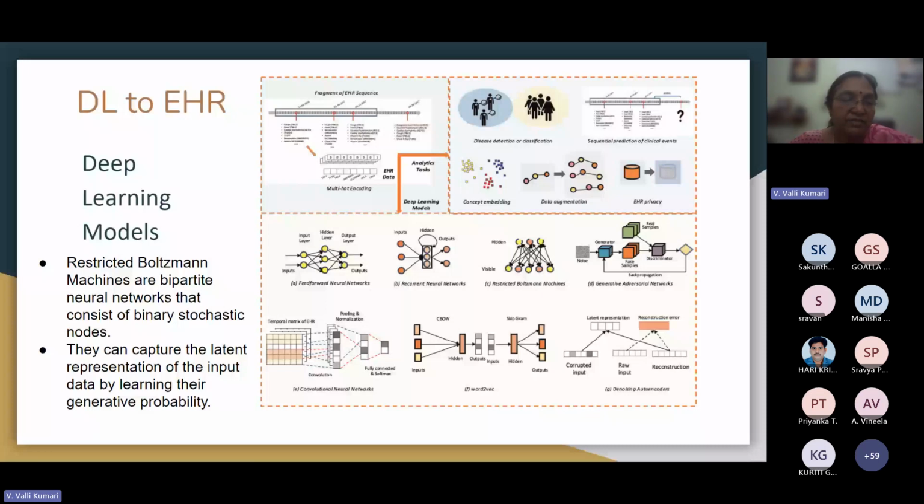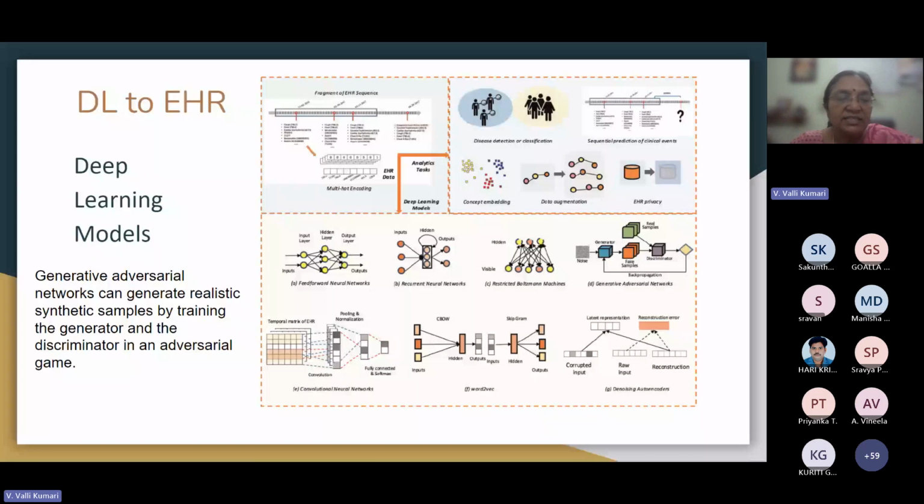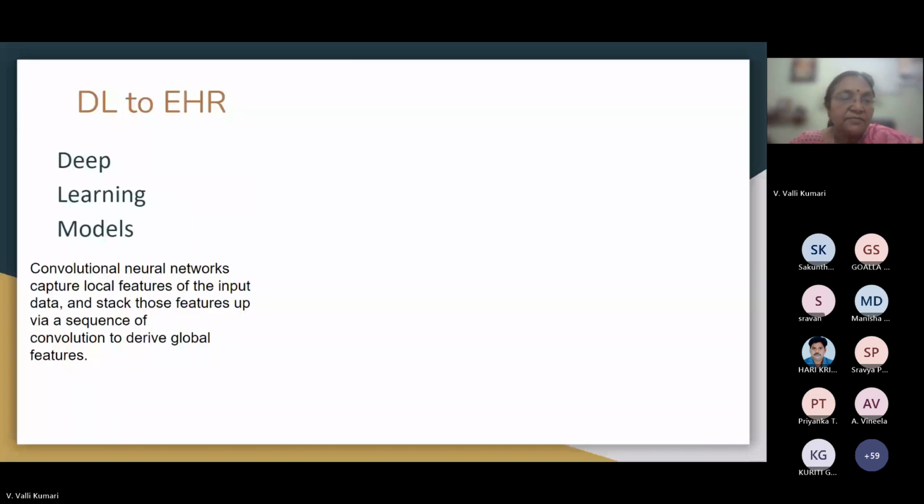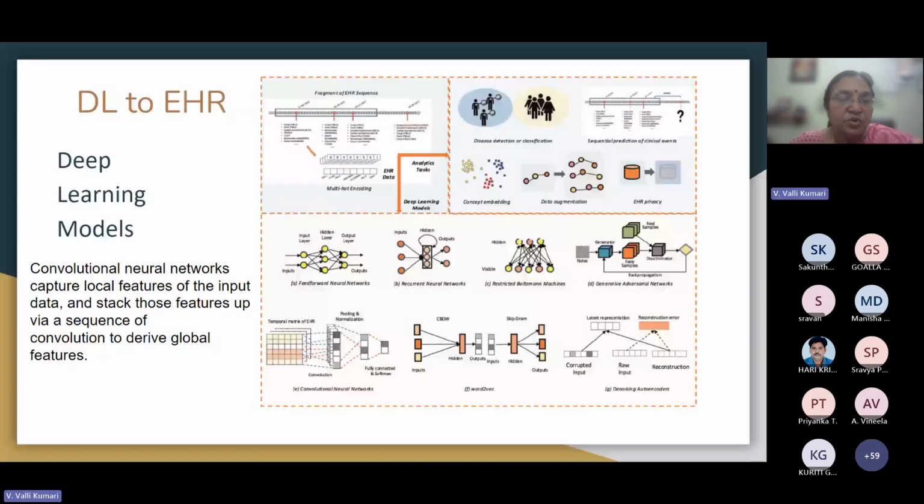And then GANs, as I told you, we can generate synthetic samples by training the generator, and then the discriminator discriminates it. As long as the discriminator is able to identify its fake image, the generator keeps generating. Then CNNs capture the local features of the input data and stack those features up via a sequence of convolutions to derive global features.